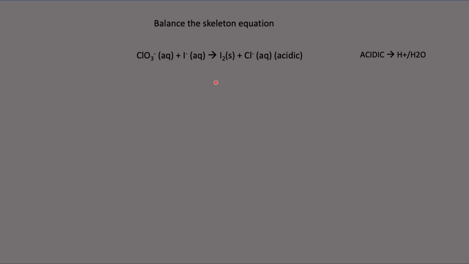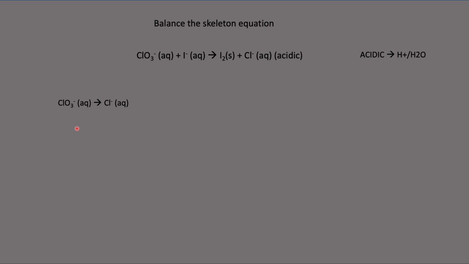So the first step here is to split this into two sort of half reactions. So we're going to take the chlorate ion and the chloride ion and make it into one, and we're going to take the iodide ion with the solid iodine and make that into a second half reaction over here, which I'm not going to show because I want us to first focus on this one. So let's first focus on balancing this half reaction.